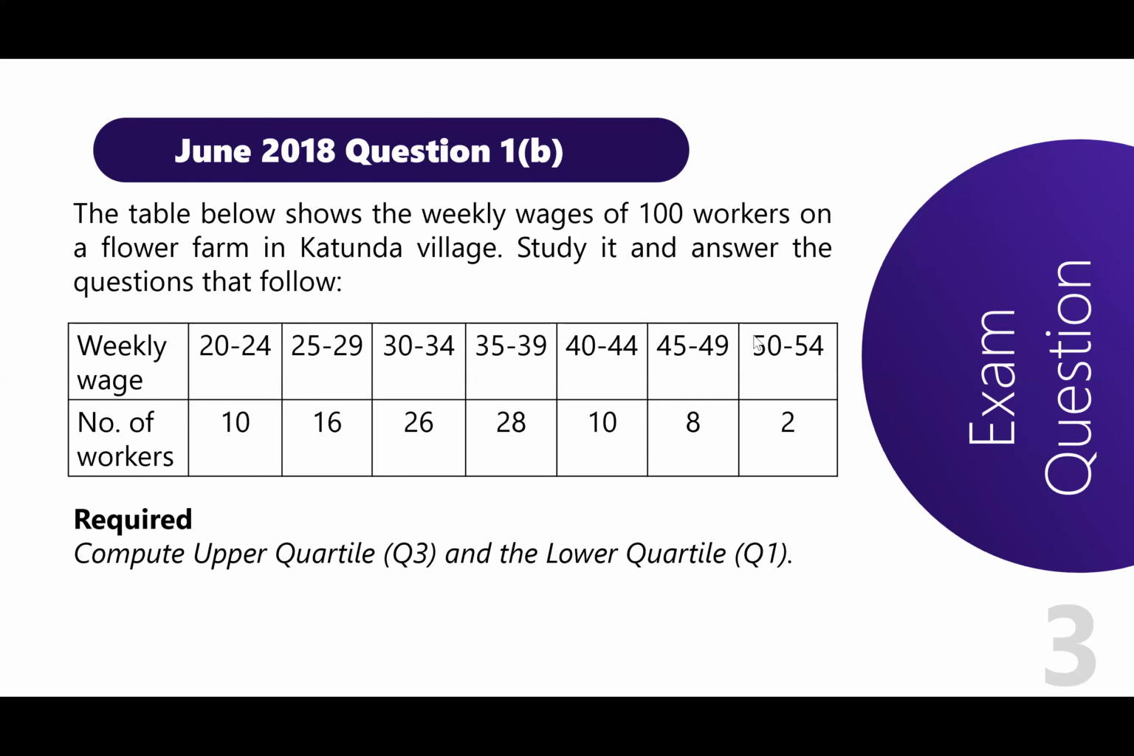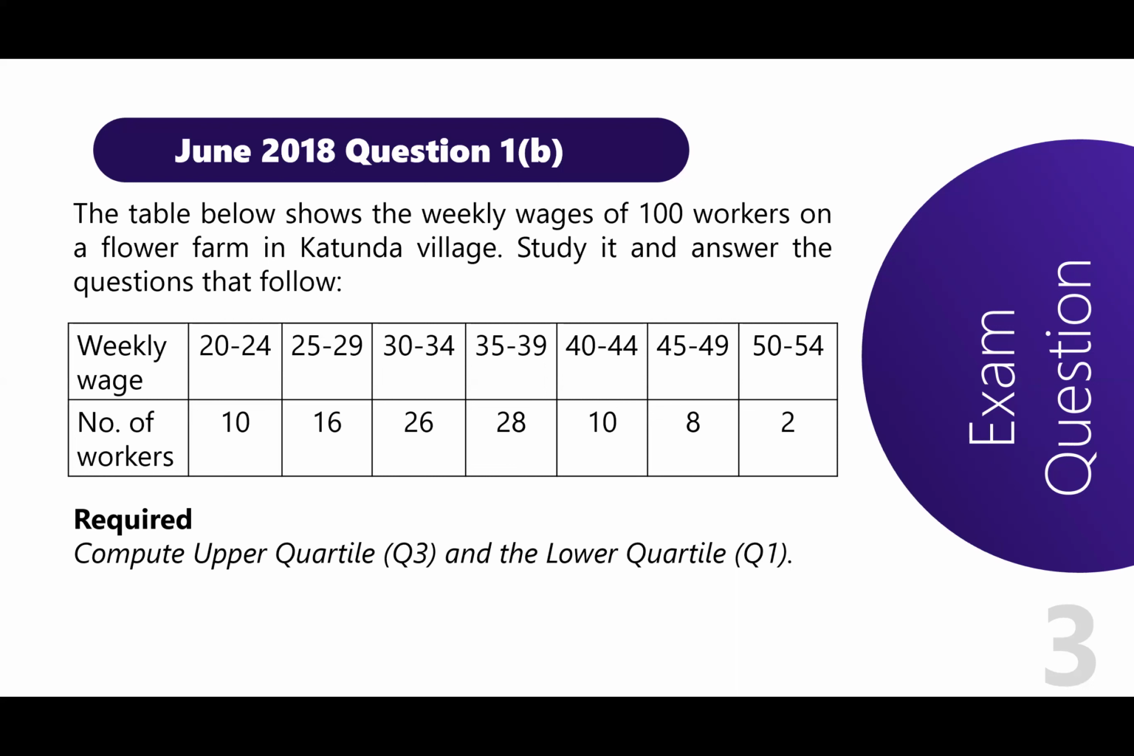The question has a table showing weekly wages of 100 workers on a flower farm in Katunda village. You were required to study the table and answer the questions that follow. We have the weekly wage, the number of workers there, and we are going to compute the upper and the lower quartile.